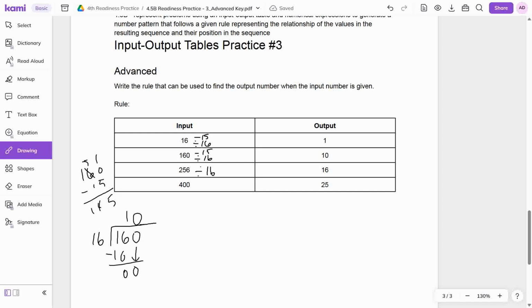So that's my rule. And if you want to figure it out, yes, 16 goes into 256 16 times, right? So we can say 16 goes into 256, that's going to be 96, and that's 96 right there. And then this one we can actually get mentally. 400 divided by 16 equals 25, because 25 cents is a quarter. 4 quarters make $1, so 4 sets of 4 make $4 or 400 cents, and that's 16. So what is my rule? My rule is divided by 16.